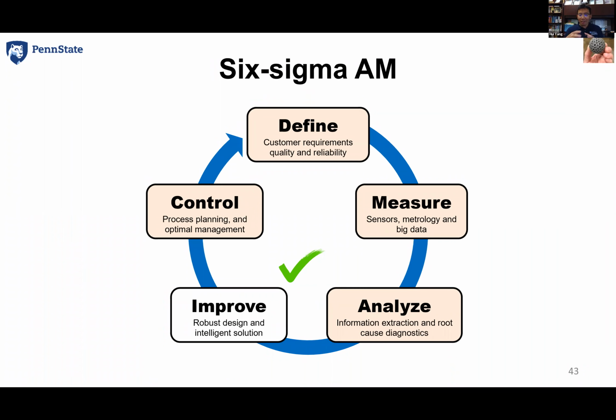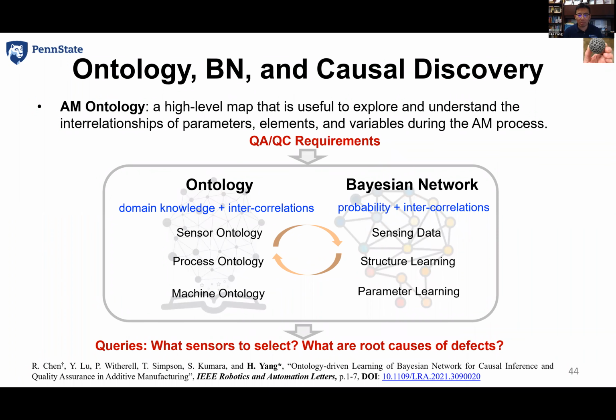So far, I finished the analyze part. Now let's get into the improve part. The improve part is more about understanding of the process, especially the AM ontology. So ontology, Bayesian network, BN, and causal discovery. We want to understand what the causal relationship is, because only by understanding the causal relationship can we improve the process and do robust design. AM ontology is a high-level map that is useful to explore and understand the interrelationships of parameters, elements, and variables during the AM process.